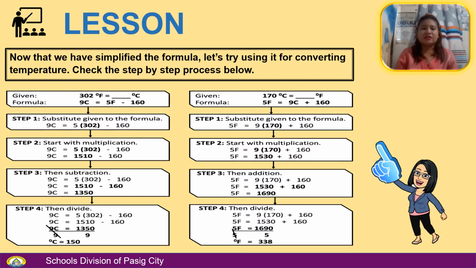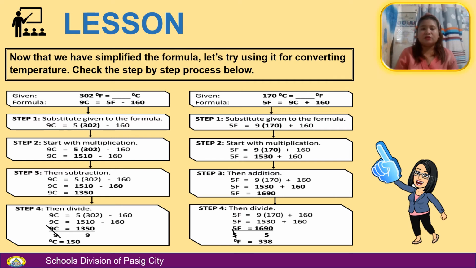Step 3. Then subtraction. So 9C equals 1510 minus 160. 9C equals 1350. Step 4. Then divide. 9C equals 1350 divided by 9. So degrees Celsius equals 150.